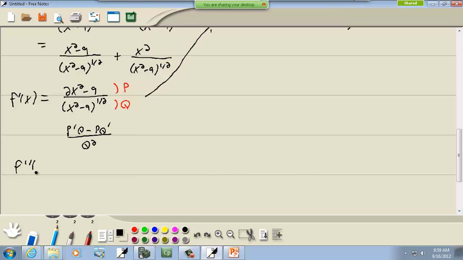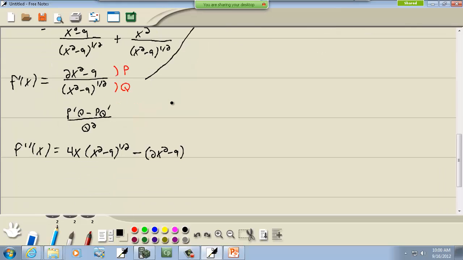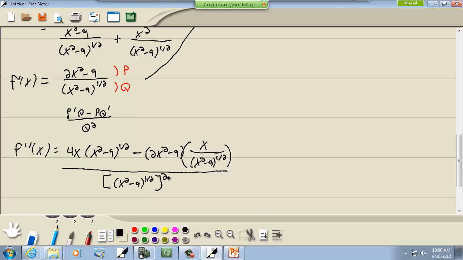So for our second derivative, p prime, I'm going to have to scroll up here. P prime is 4x times q, which was x squared minus 9 to the 1/2, minus p, which was 2x squared minus 9, times q prime, which is x over x squared minus 9 to the 1/2, all over q squared. So we're going to have x squared minus 9 to the 1/2 to the second power.